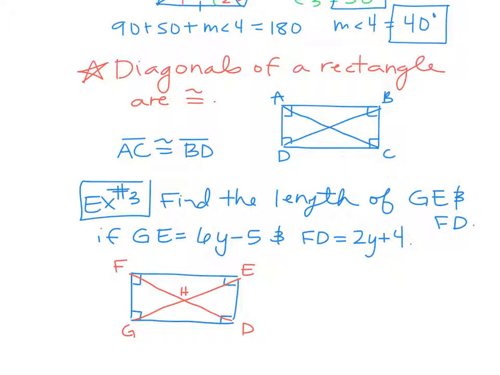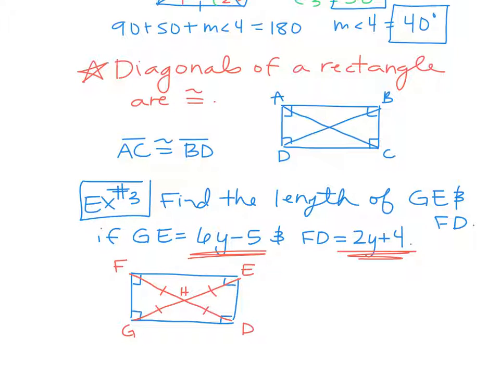They bisect each other. So right now, I know that FD is congruent to GE, but I also know that these are the same, and I know that these are the same, which makes all four of them the same in a rectangle. Because they bisect each other, but they're also congruent to each other. So all four of those are actually the same. That doesn't really apply to this problem, but you'll see it down the road. Okay, so I know GE is this. I know FD is that. What do I do with them?